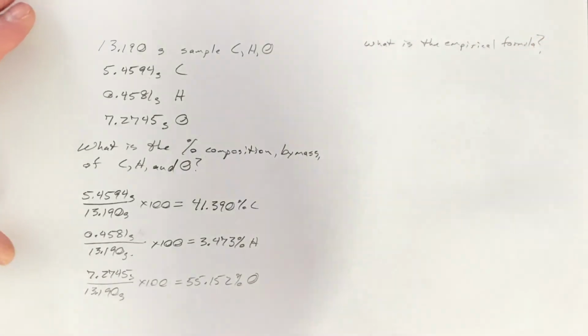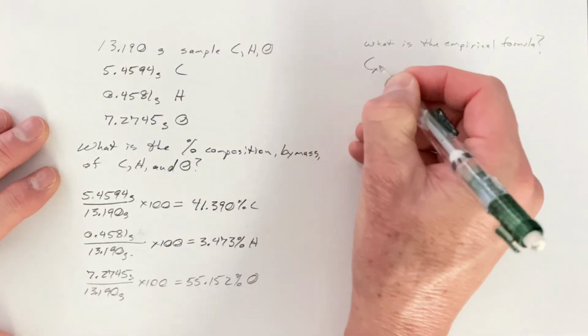The next question is: what is the empirical formula? Well, we can think of this as C_x H_y O_z.